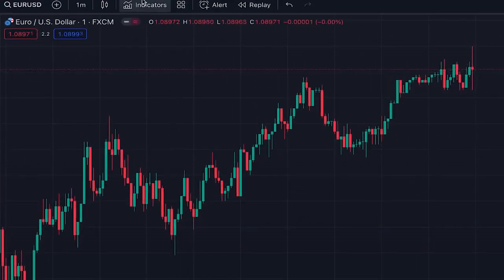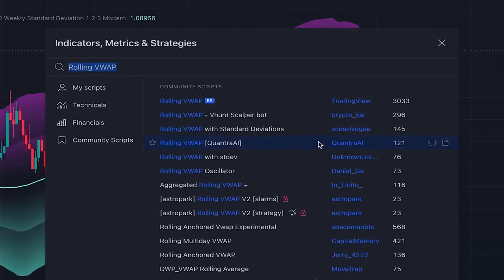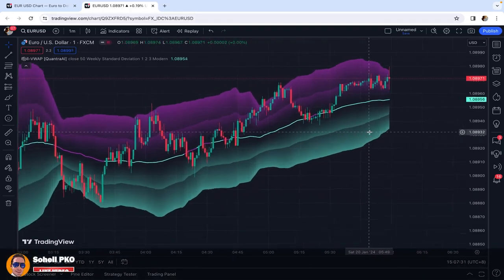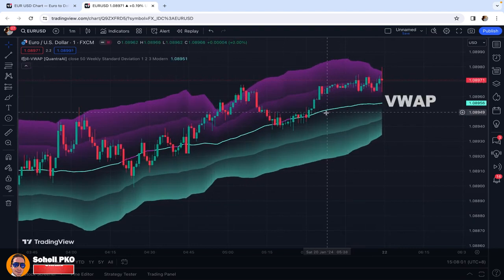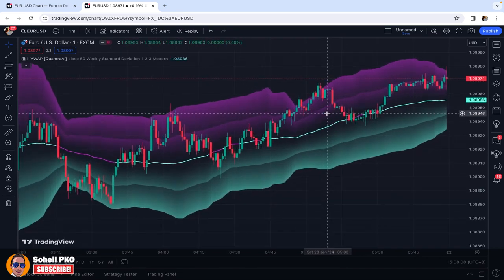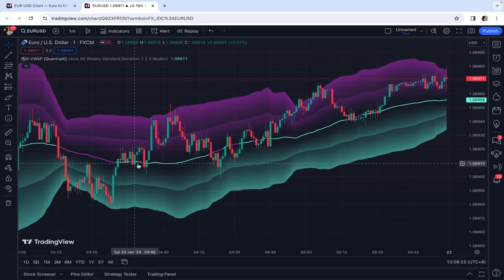Here we click on indicators and we search for rolling VWAP. We add this one, which is written by someone named Quantra AI. Alright, as you can see, the indicator is overlaid on the price chart with a different appearance compared to the original VWAP. This middle line is our VWAP line, and as you can see, it changes color between blue and purple depending on how the candlesticks are crossing the line.